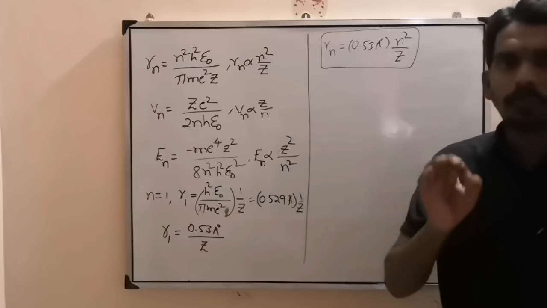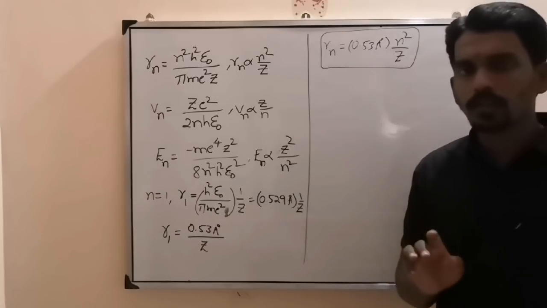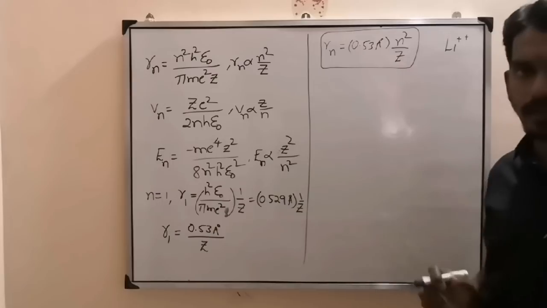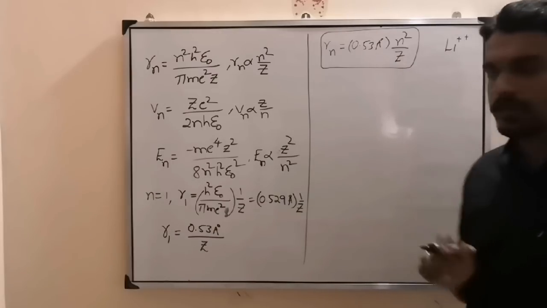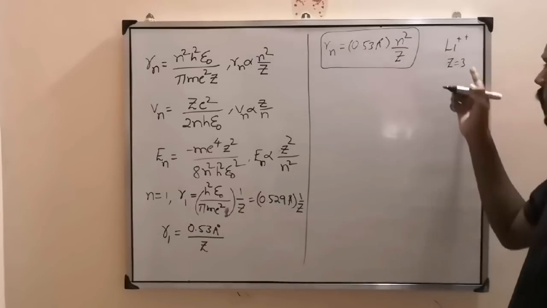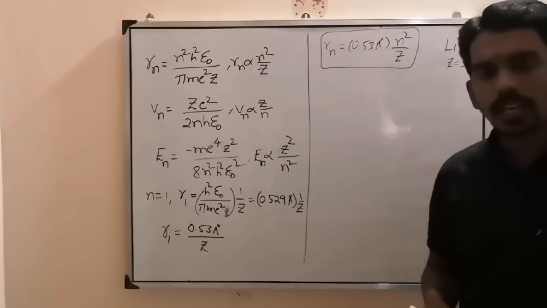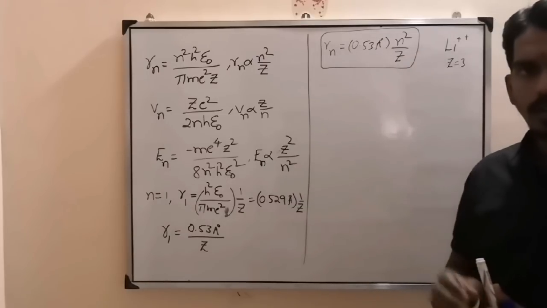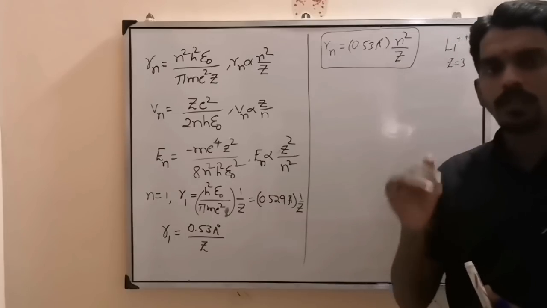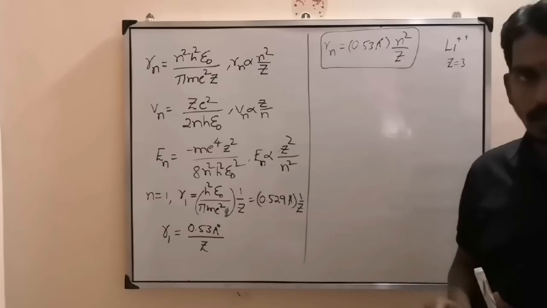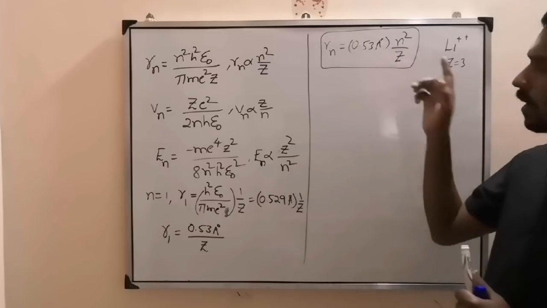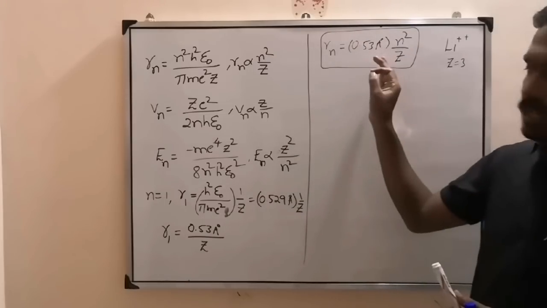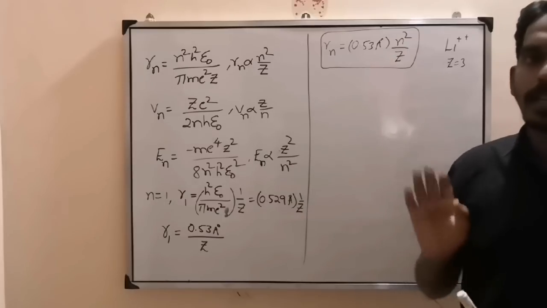Suppose lithium plus plus, because we should apply it only to hydrogen-like atoms. Lithium plus plus means 2 electrons have been removed. What is the atomic number of lithium? Z equal to 3. Substitute the Z value. And suppose they are asking about the 5th orbit, then you should substitute the n value as 5. So depending on the given question, whichever orbit, you substitute the corresponding n value, and whichever atom, the corresponding atomic number. This is a shortcut formula for the radius of the nth orbit of any atom.